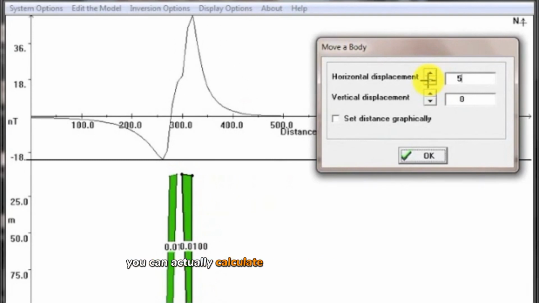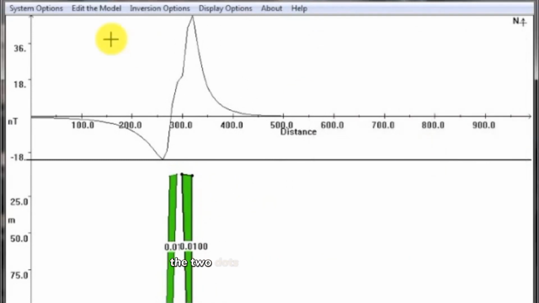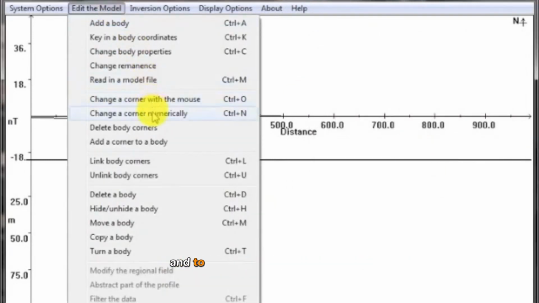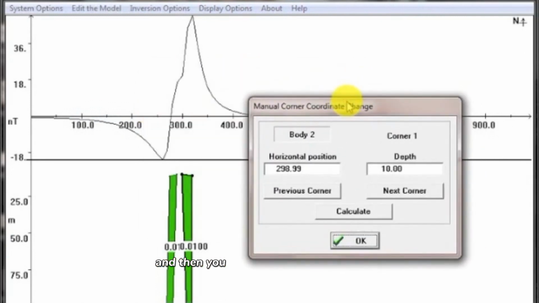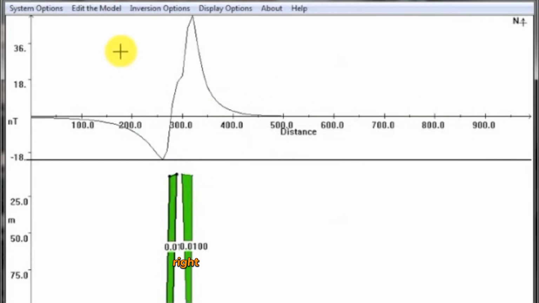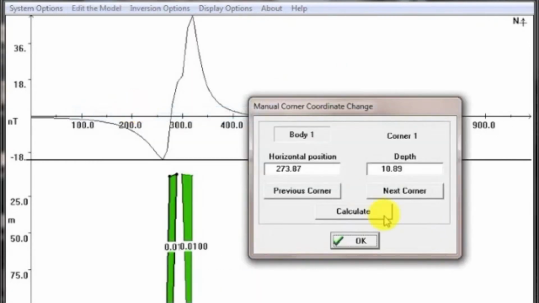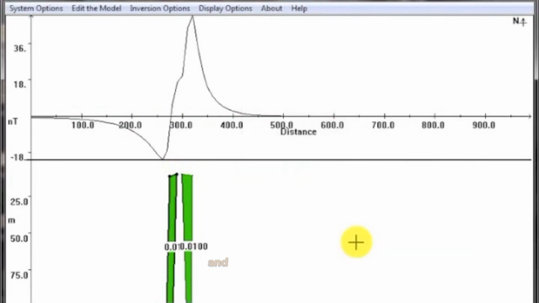You can actually calculate the exact distance between the two dykes by going to edit the model and changing the corners numerically. And then you just need to click next corner or previous corner to determine what the top right corner is on the left-hand body. And so you can see in next corner that 288 is the horizontal distance. And then also what the top left-hand corner is on the right-hand body, so that you can determine the distance between the two dykes.